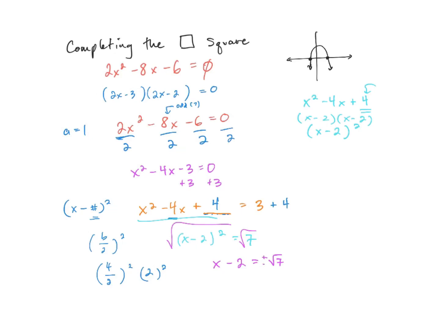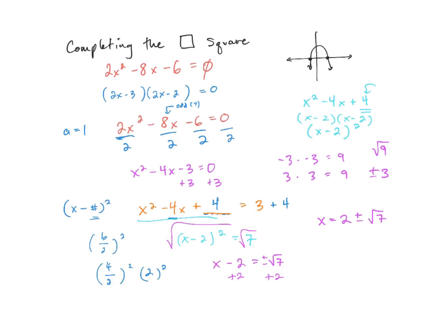Now, we like to say plus or minus because, like any square, if I do negative 3 times negative 3, that gives me 9. And 3 times 3 is 9. So that's why we like to say the square root of 9 is actually plus or minus 3. So what I'll do here is add the 2 to both sides, and I'll get x is equal to 2 plus or minus the square root of 7.